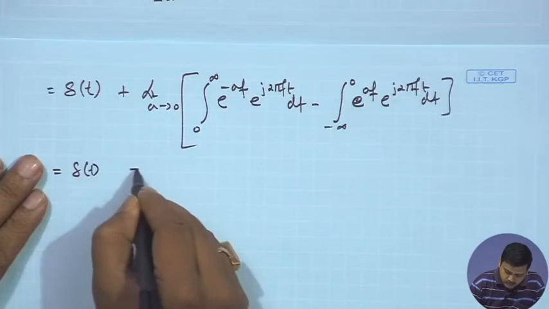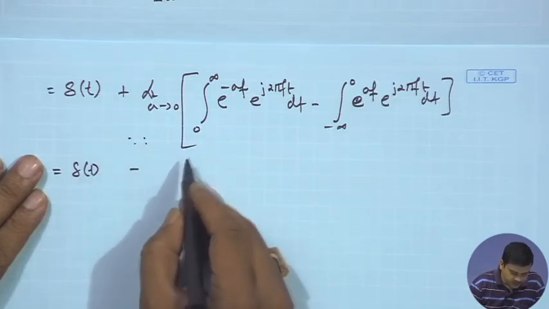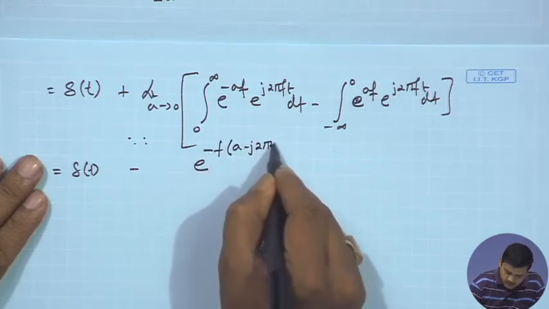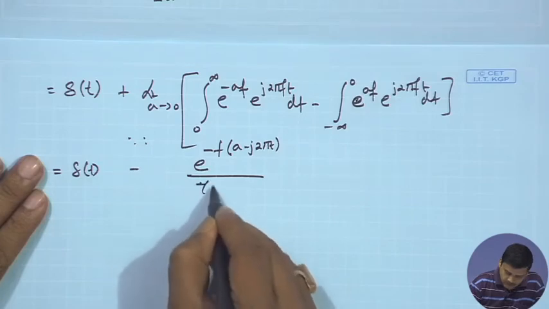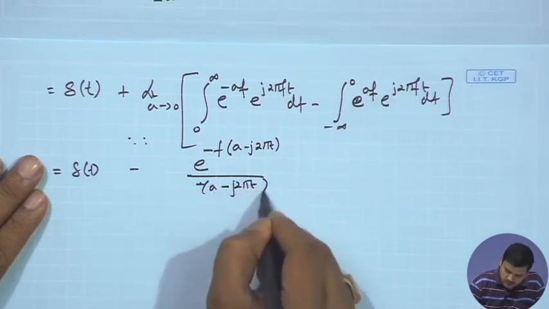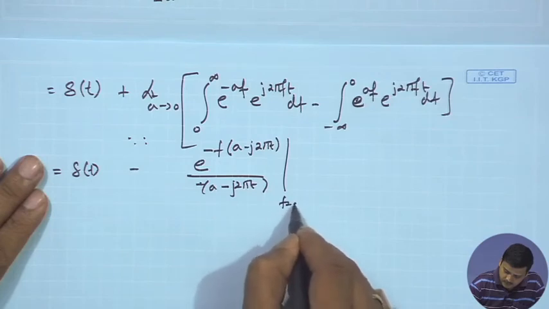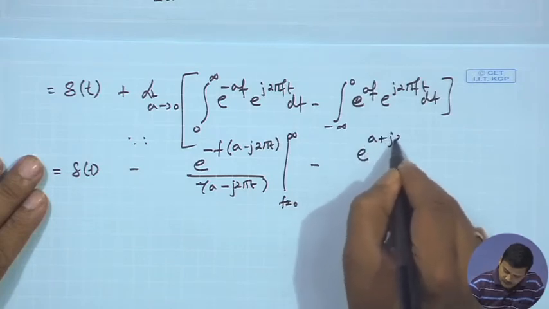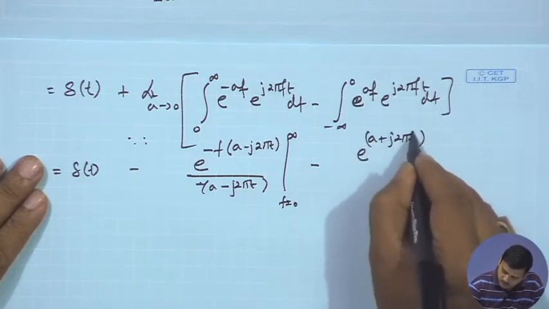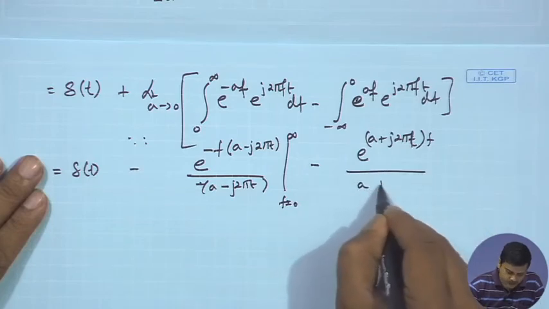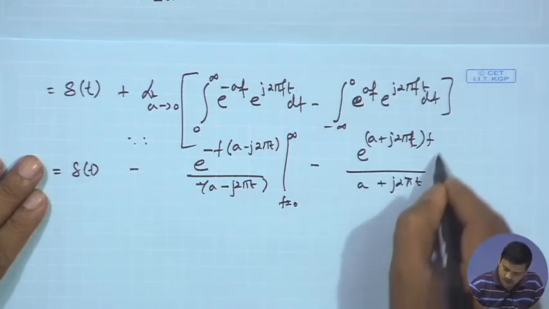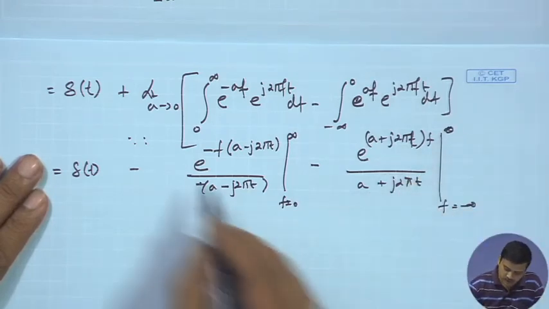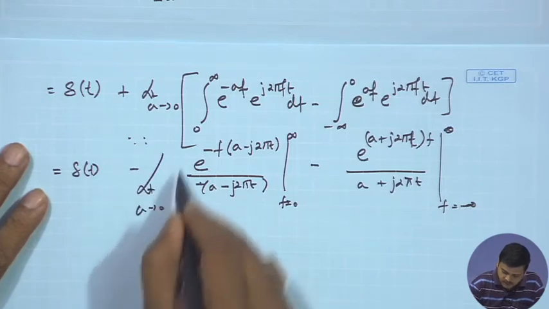You need one more step over here, and the end result is e to the power of minus f a minus j 2 pi t upon minus of a minus j 2 pi t integrated from f equals 0 to infinity, minus e to the power of a plus j 2 pi t f upon a plus j 2 pi t integrated from f equals minus infinity to 0, and of course, for all of this, limit a tends to 0.